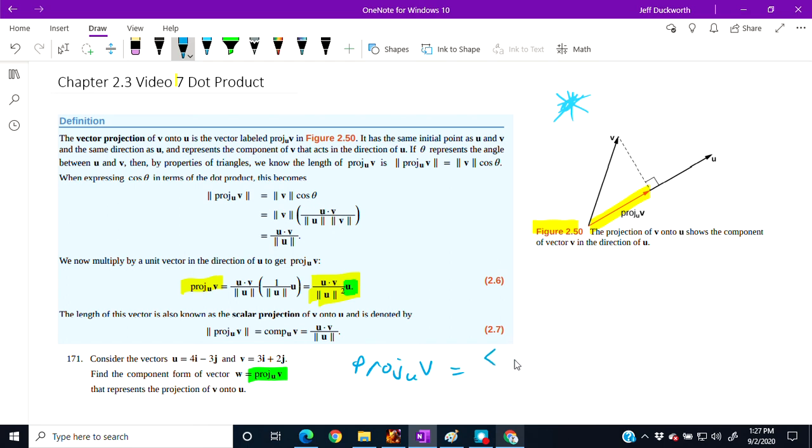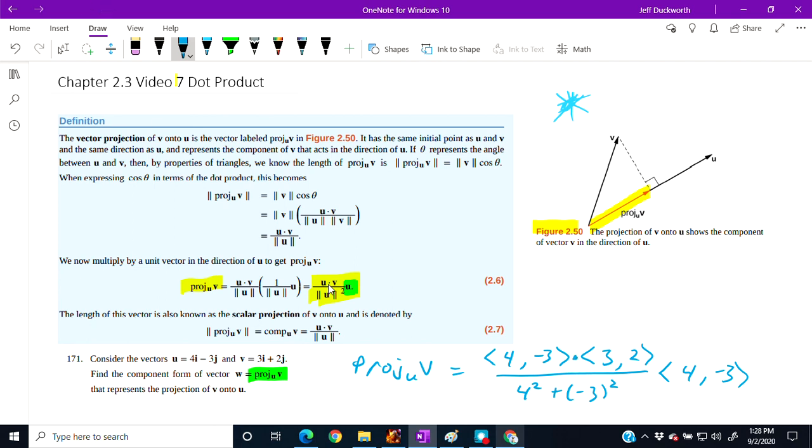So U is 4 and -3. V is 3 and 2. Now we're squaring the magnitude, so essentially we can just remove the square root. So the magnitude of U squared is going to be 4 squared plus -3 squared. And then we multiply it by our vector U, which again we would just write as 4 and -3.